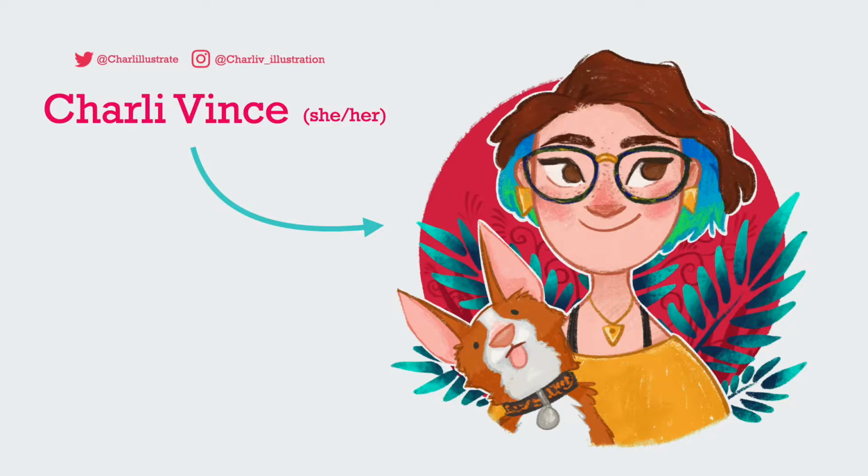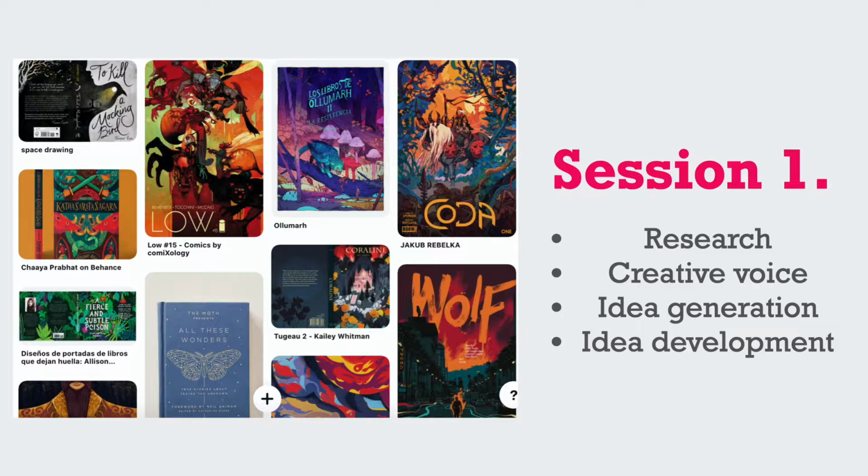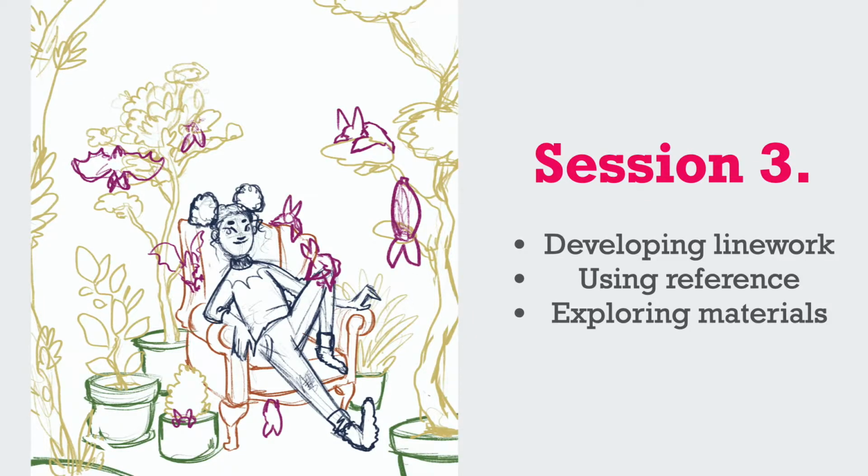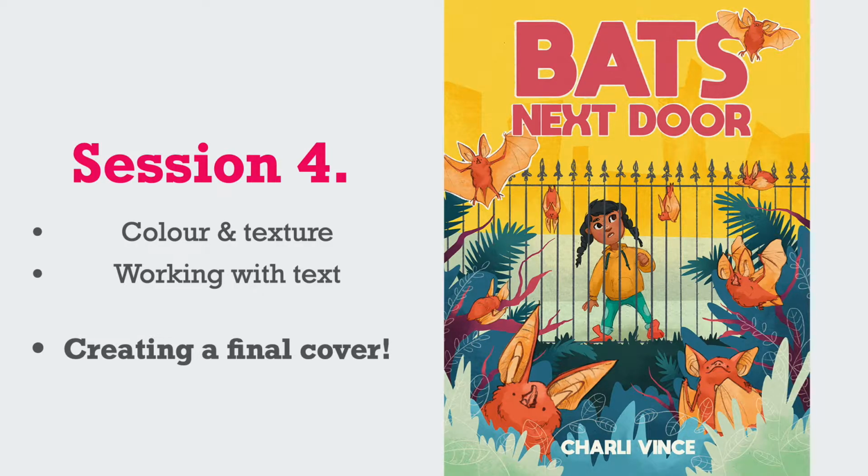Let's do a quick recap of how far we've come in this project. Session 1, we researched, we looked at our creative voice, and we generated some glorious ideas. In session 2, we expanded those ideas and created thumbnails for them whilst looking in depth at composition. In session 3, we developed that line work, used loads of reference really beautifully, and explored our materials. And last time in session 4, we did colour, working with our text, and creating that final book cover.